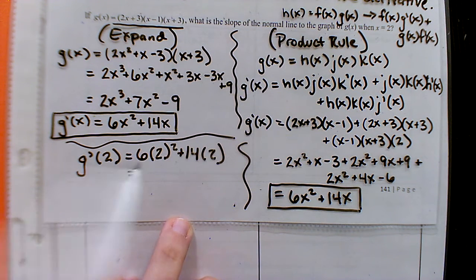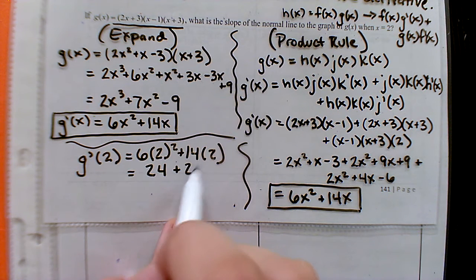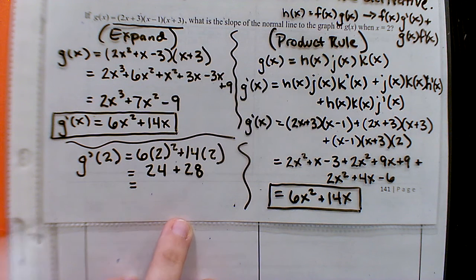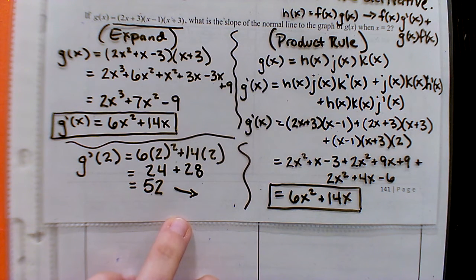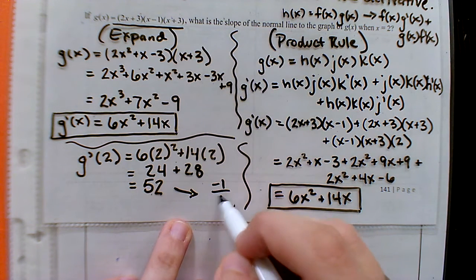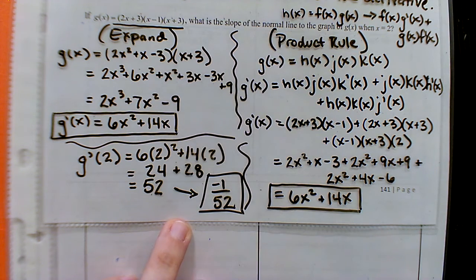So we have 6 times 4, which is 24, plus 28. Looks like we got 52. So opposite reciprocal, we get negative 1 over 52, slope of normal line.